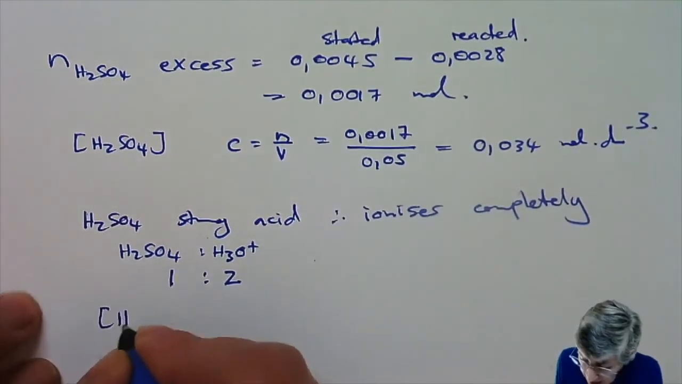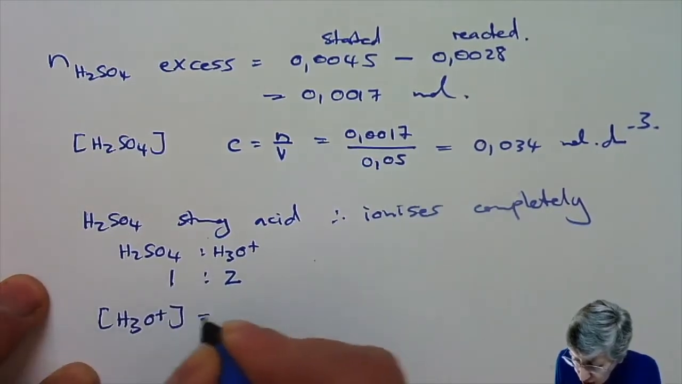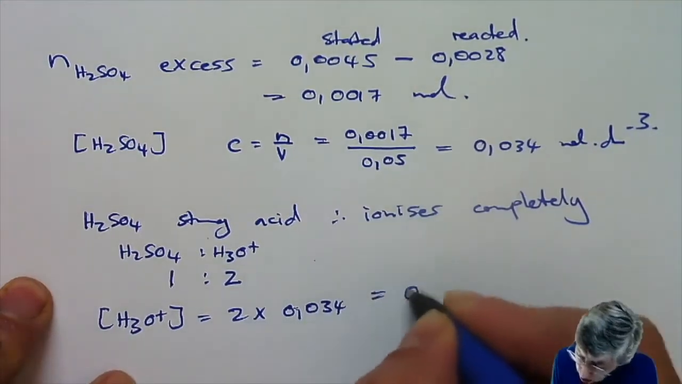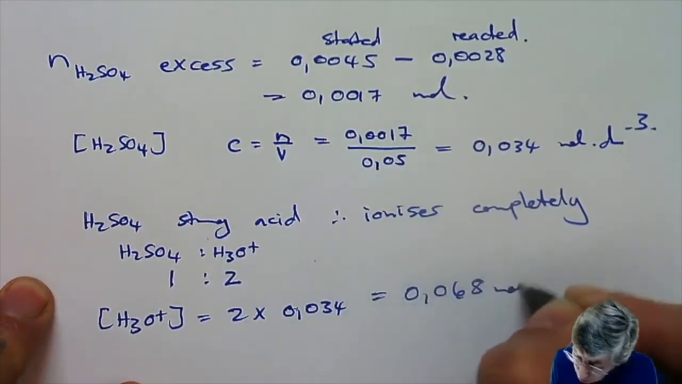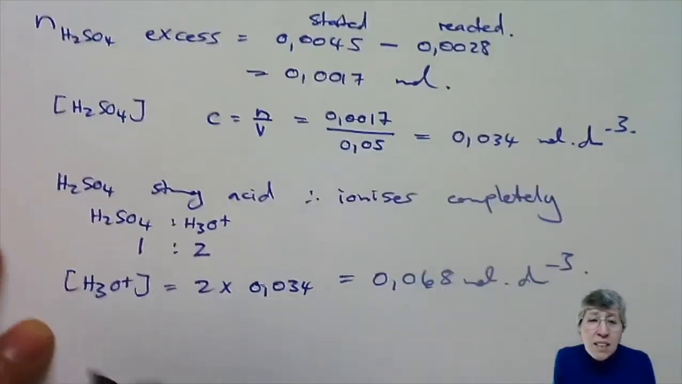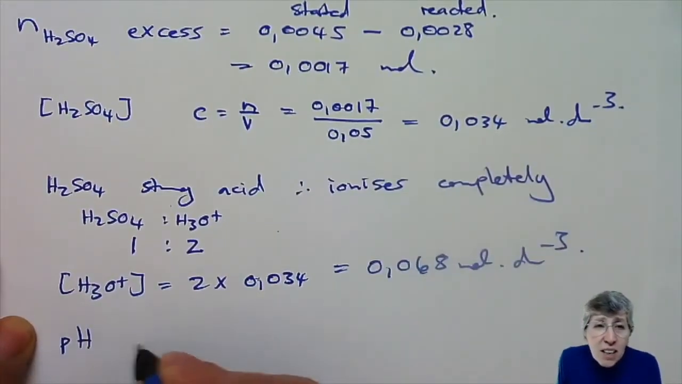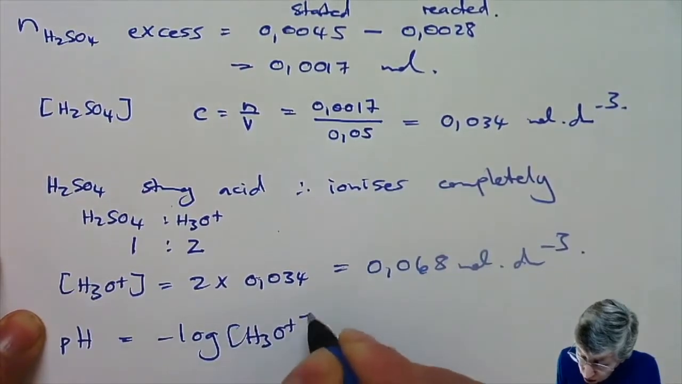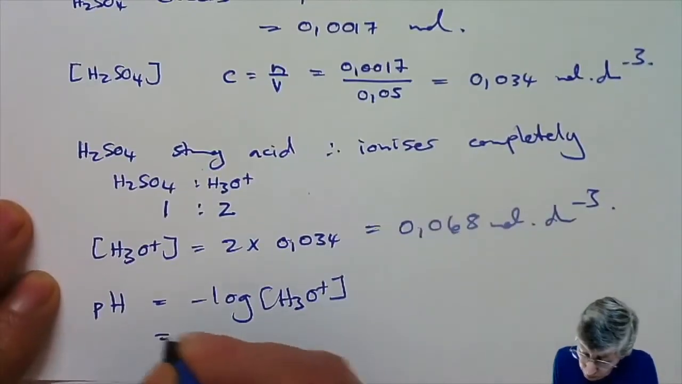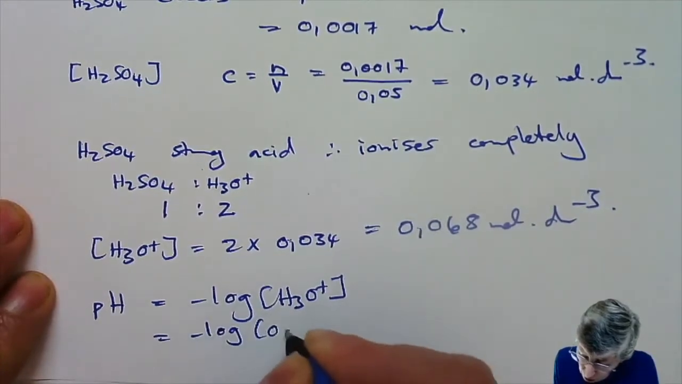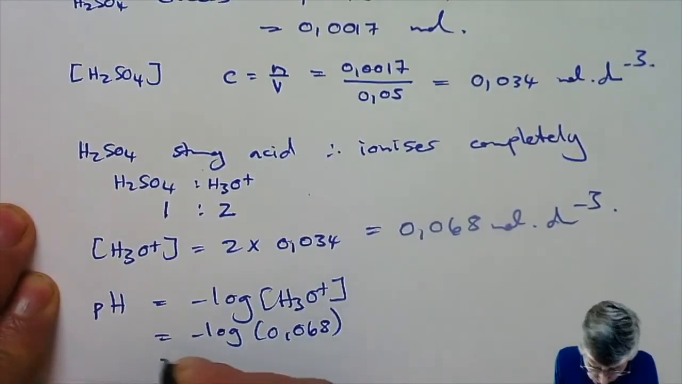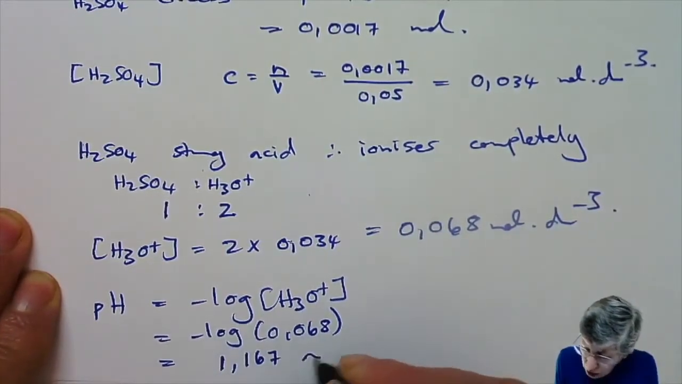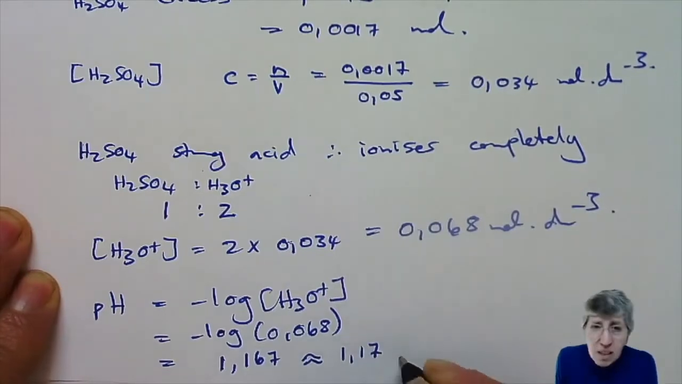And that immediately tells me the hydronium ion concentration will now be 2 times 0,034, which is 0,068 moles per cube decimeter, and then the pH is easy, right? So pH is just negative the log of that H3O+ concentration, or negative the log of 0,068, and if you do that, you end up with 1,167, which is nearly 1,17, right?